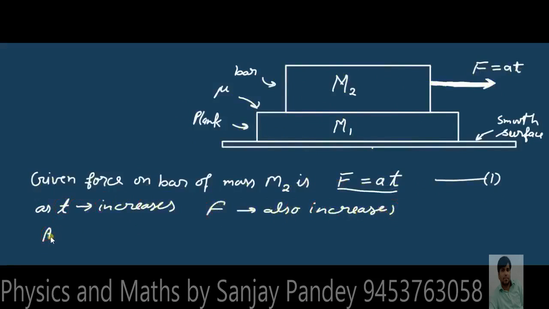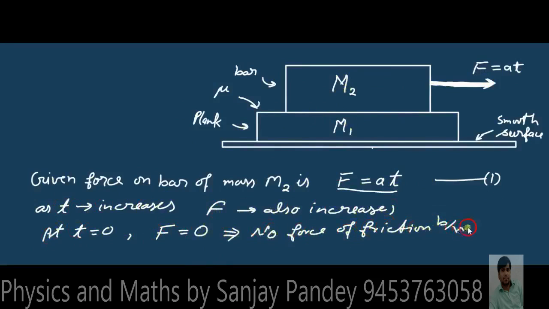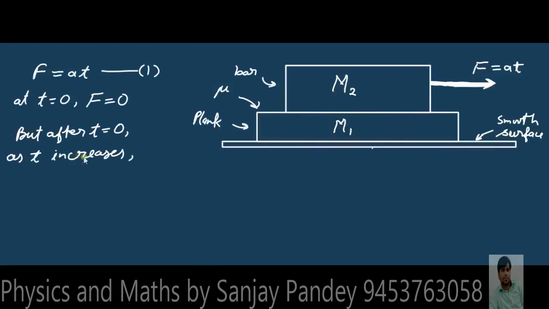At t = 0, the force F is 0. In this case, there will be no force of friction between bar and plank. But after t = 0, as t increases, a force of friction between m2 and m1 comes into play.